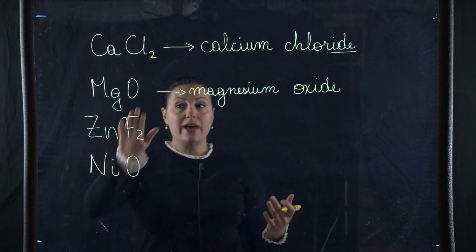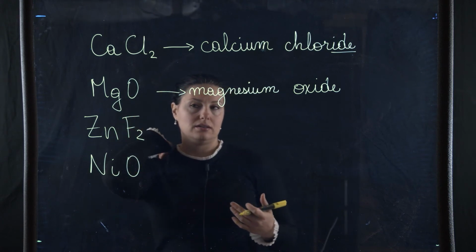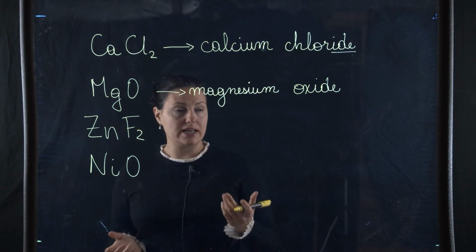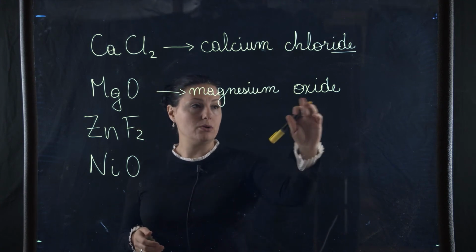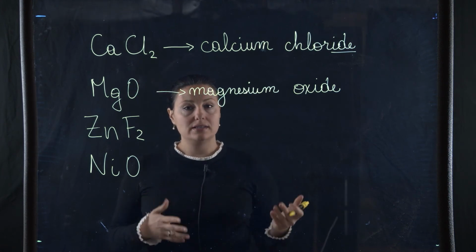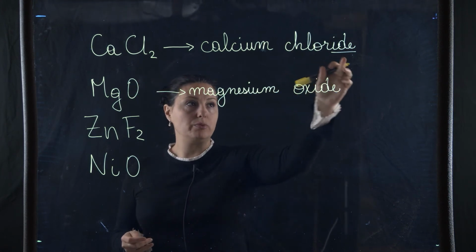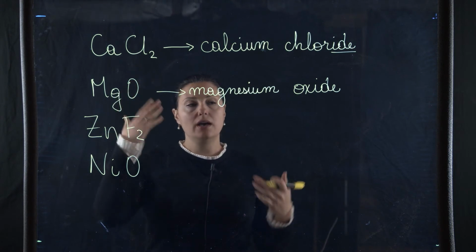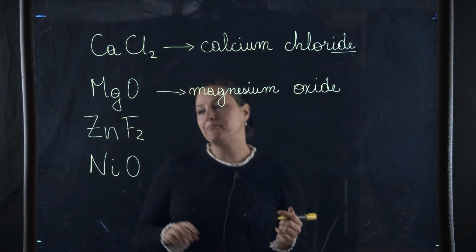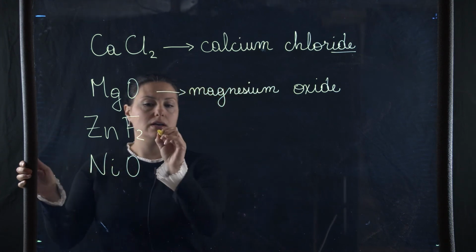Now, if you have another type of molecule that has oxygen as the nonmetal, it will always be oxide. If you have chlorine as a nonmetal in another molecule, it will be chloride. So once you learn how to write these, if you see oxygen again, you say, oh, that's an oxide. Now let's look at this.